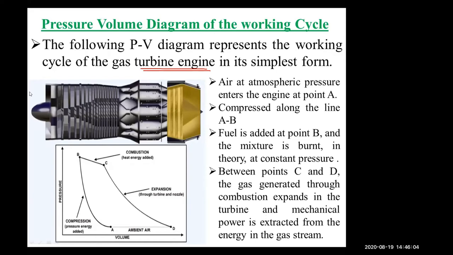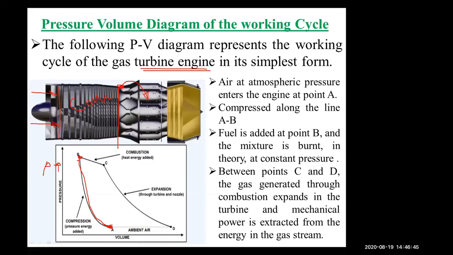So air will be delivered to this engine through the intake at point A normally. At this point, air will be delivered. And this air will be compressed where? This is the compressor section of our engine. So it will be compressed and the pressure will increase. So this is the pressure, as you can see. Up to point B, which represents the point at which air will be delivered to the combustion chamber.